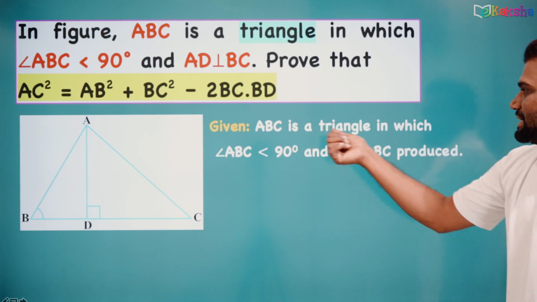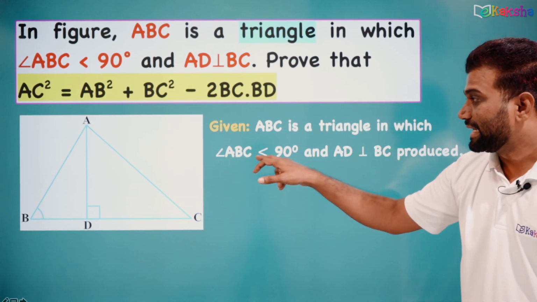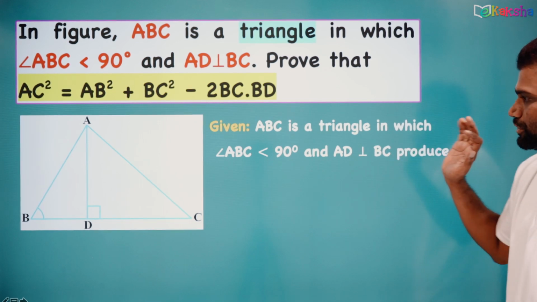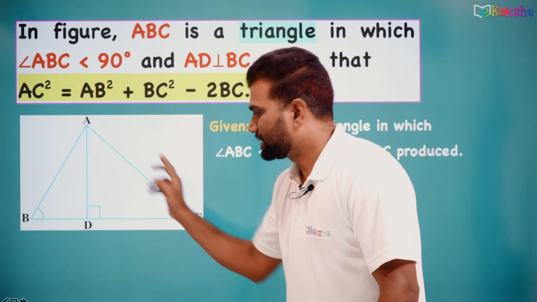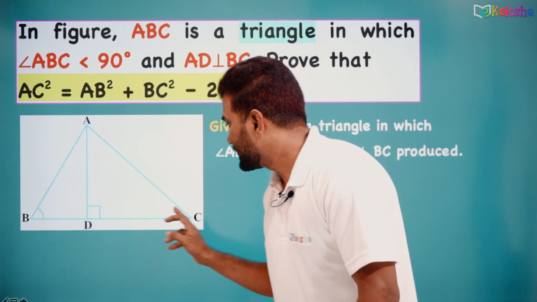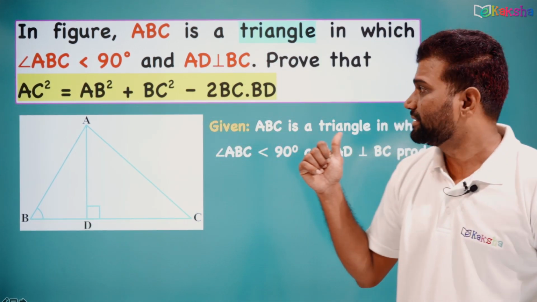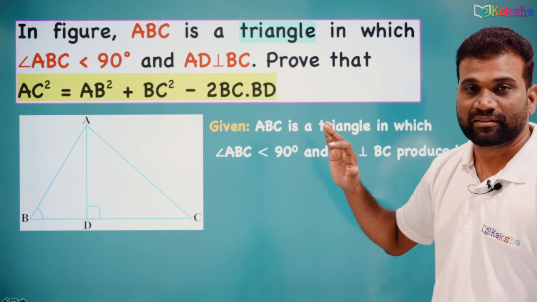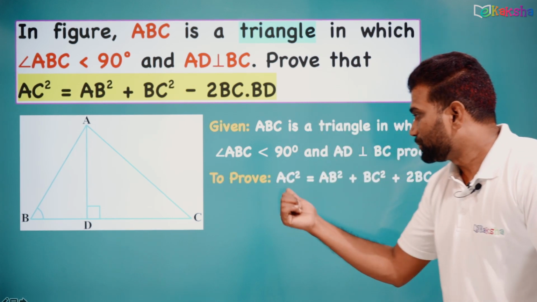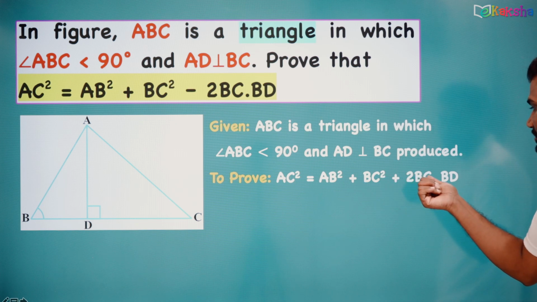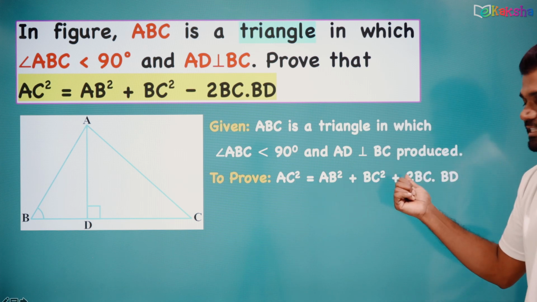Given ABC is a triangle in which angle ABC is less than 90 degrees and AD is perpendicular to BC. Here you can see ABC is a triangle, in this angle ABC is less than 90 degrees and AD is perpendicular to BC. So this is the given information. From this, we need to prove AC square equals AB square plus BC square minus 2 times BC into BD.